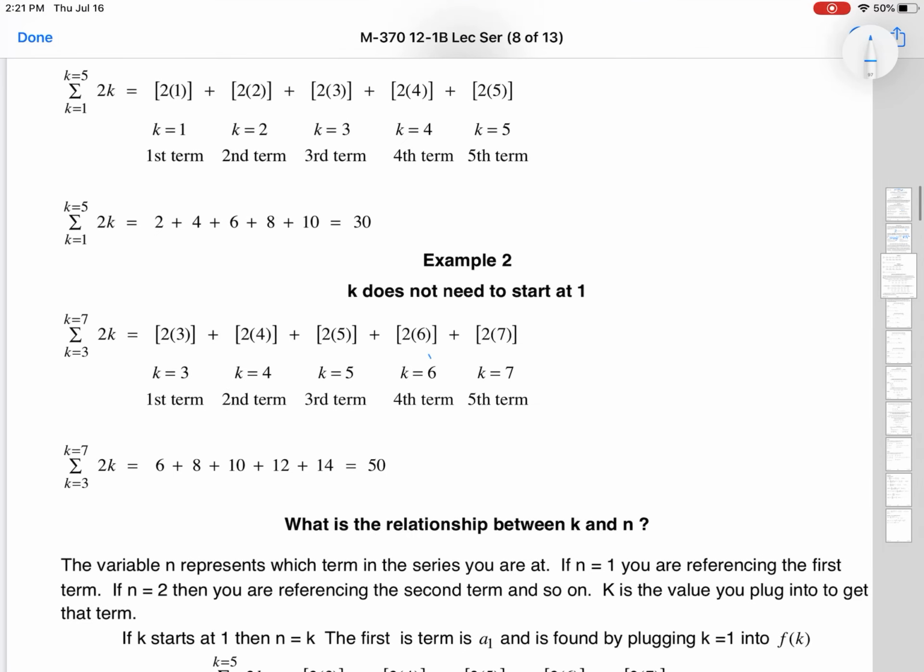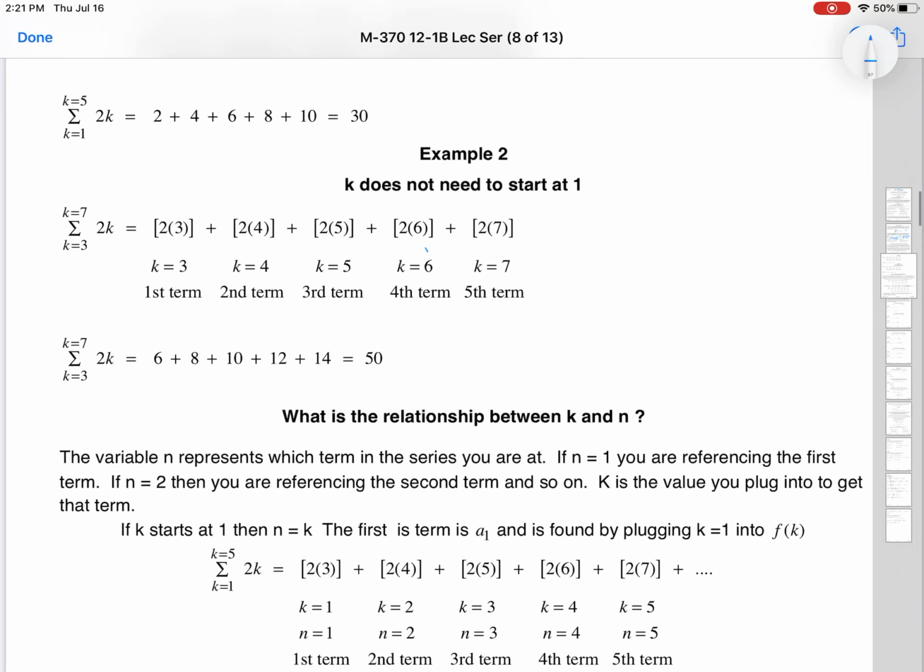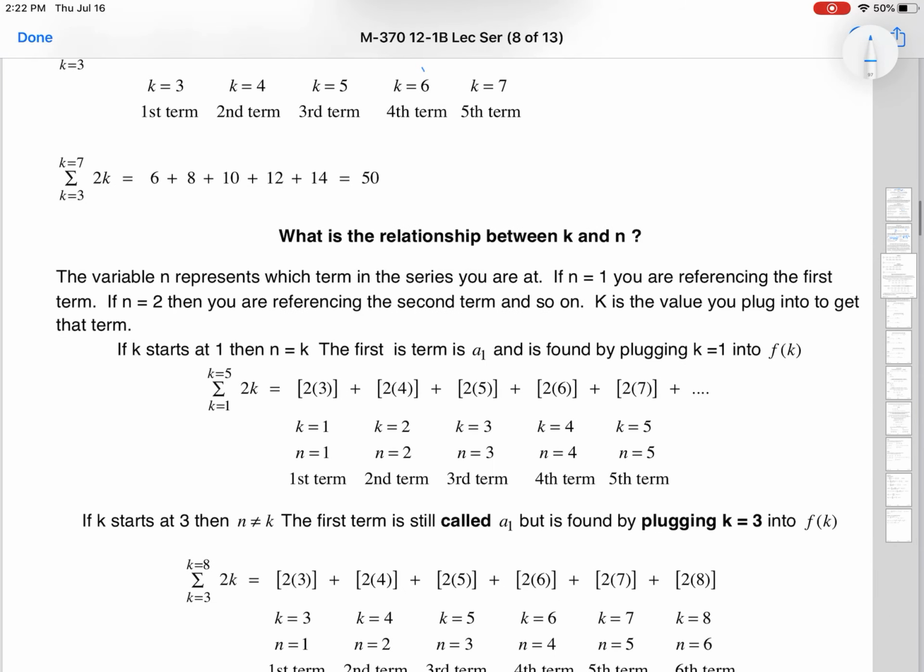So what is the relationship between k and n? The variable n represents the term in the series that you are at. If n equals 1, you're referring to the first term. If n equals 2, you're referring to the second term, and so on. K is the value you're plugging in to get to that term. Okay, so they just use a different letter when they do the series. But again, we're just going to plug in 1, 2, 3, 4, 5, so forth and so on.